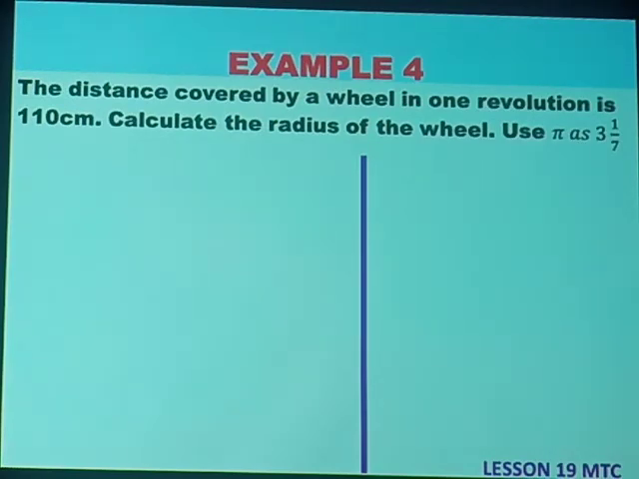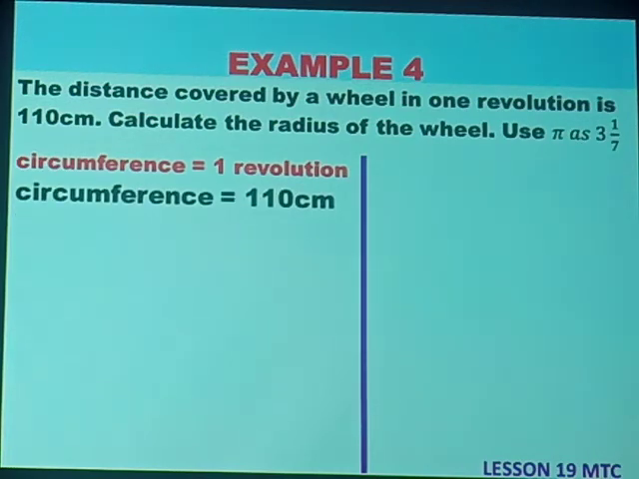When they talk about distance covered by a wheel in 1 revolution, they are automatically talking about circumference. Remember, circumference is equal to 1 revolution. In this situation, they want you to calculate the radius. Before we look at the radius, our circumference, as per this being equal to 1 revolution, is 110 centimeters.